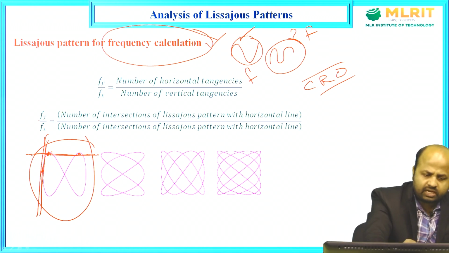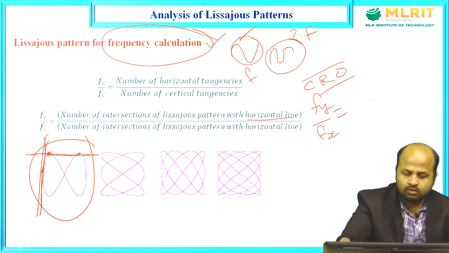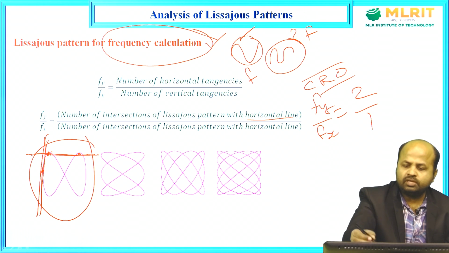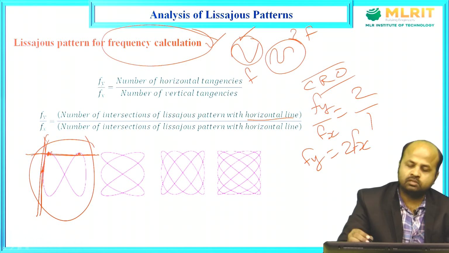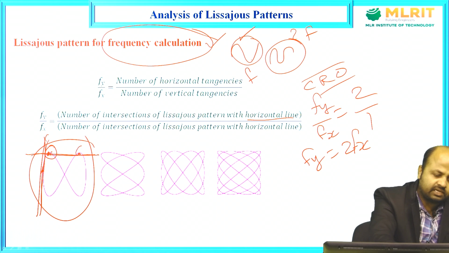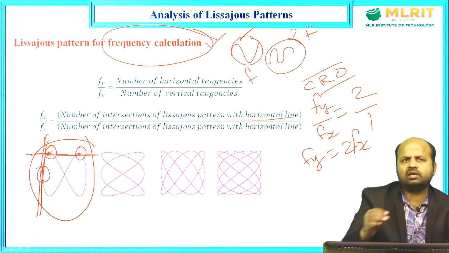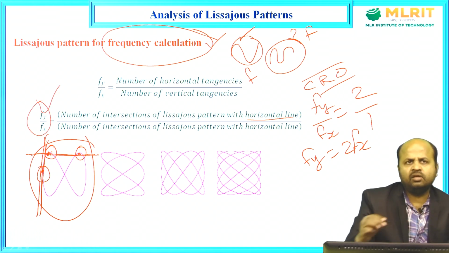So we can put Fy by Fx equal to 2 by 1. So here we can easily obtain that Fy equals 2fx. So in this way, by seeing the number of intersections in the horizontal direction and the number of intersections in the vertical direction, we can easily find the values of Fy and Fx.